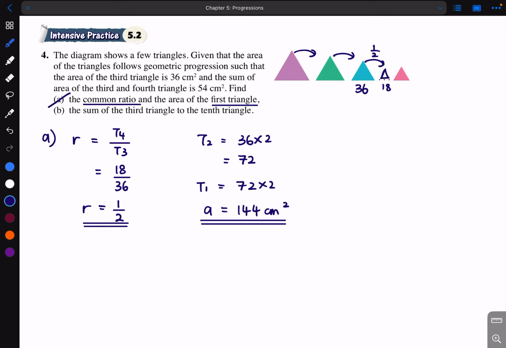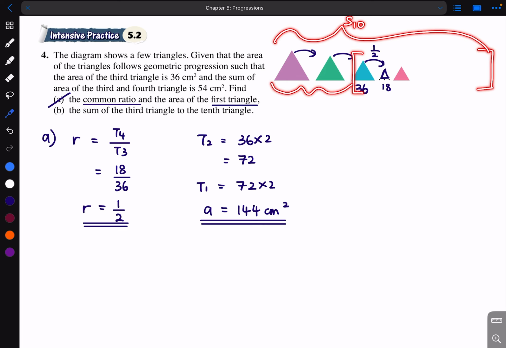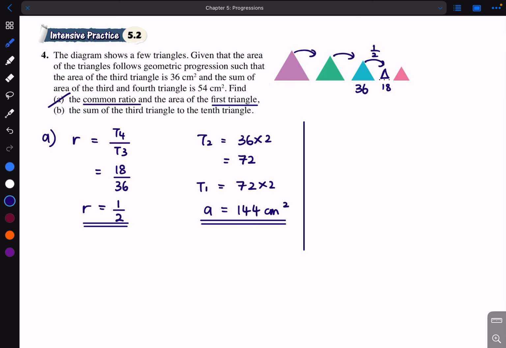B. The sum of the third triangle to the 10th triangle. So the sum from the third to the 10th triangle. So what we can do is, we can find the sum of the first 10 triangles, which is S10. Then we can minus off with the sum of the first 2 triangles, S2, to get this region. So B, we can do S10 minus S2.